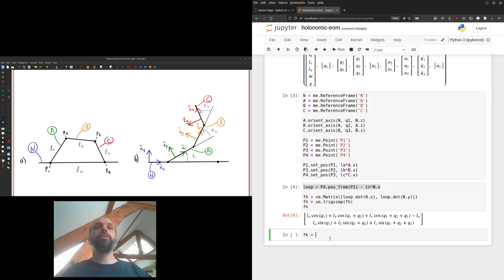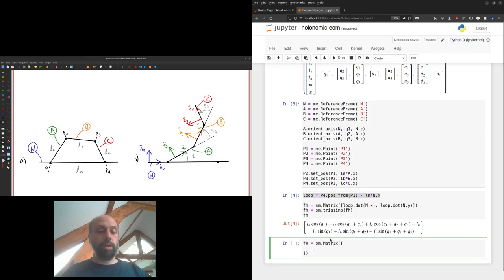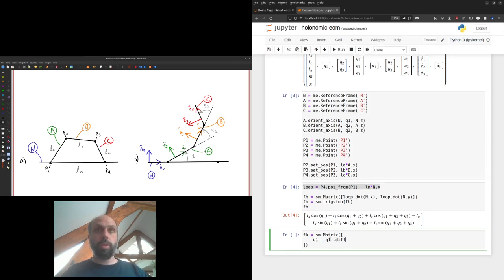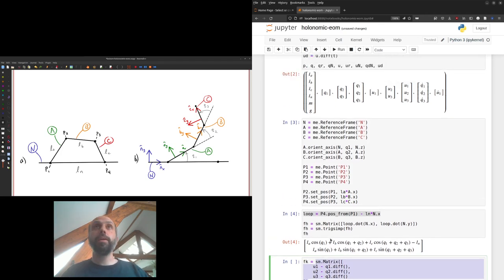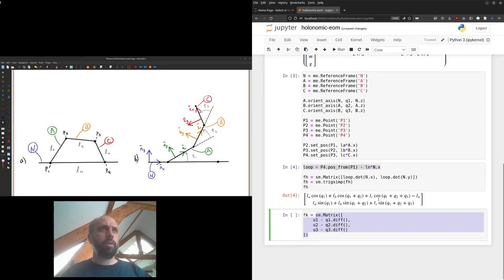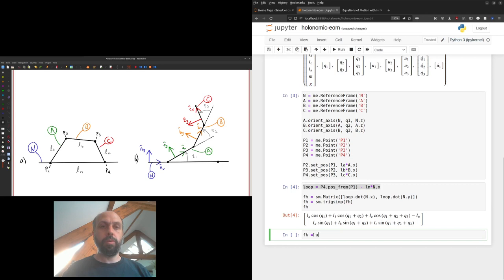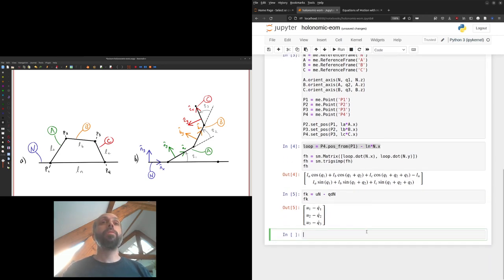So we can say FK equals sm.Matrix, and then I will do a U1 minus Q1 diff. So we'll just do a simple U equals the Q dots, and then I'll follow through with the other two. And I guess I could do that more simply. I think I have a Q dot N and a U, and a UN. So yeah, we can more simply just do UN minus QDN. And that gives us the kinematical differential equations.